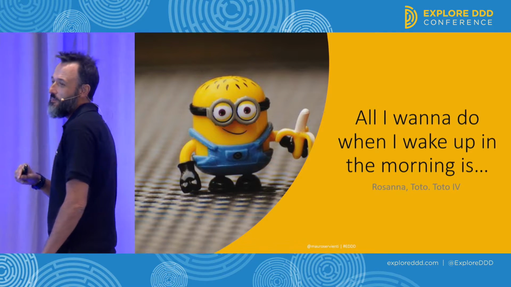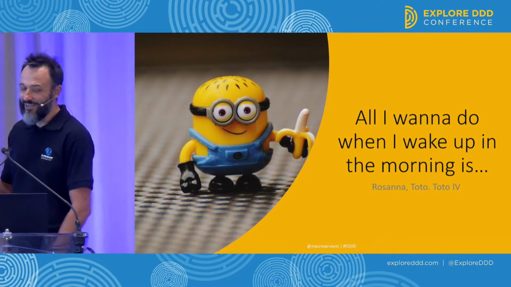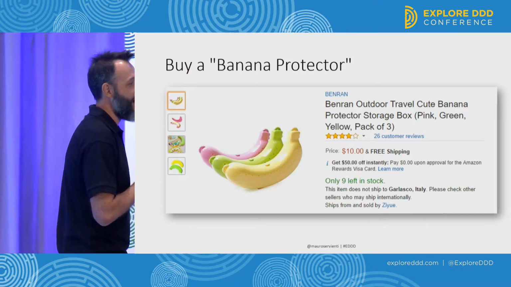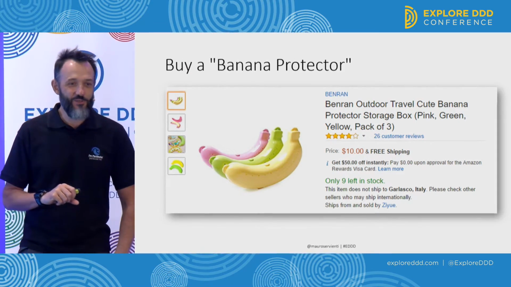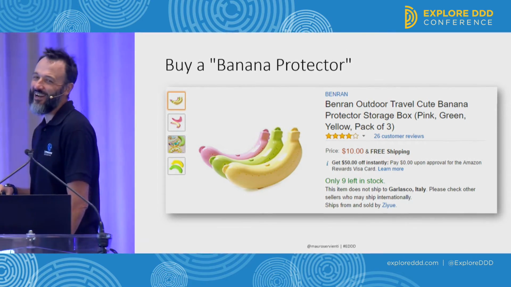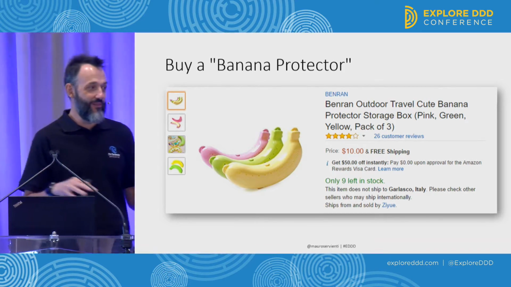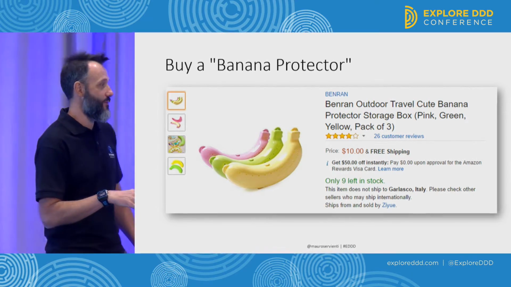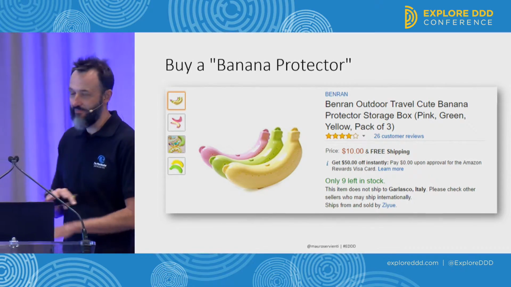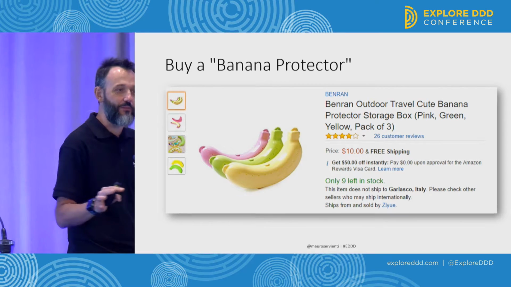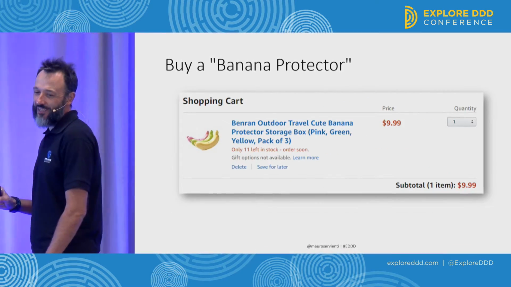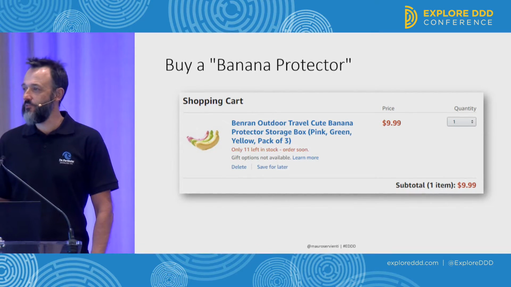So after failing a couple of times, you can foresee what failing means in this case, I decided to buy a banana protector. So I headed to Amazon.com, searched for the thing, and picked up the one with the best reviews. I haven't looked at the reviews at all. I don't want to know anything about what a review about a banana protector could be. So I added it to the shopping cart, and I immediately stopped here.